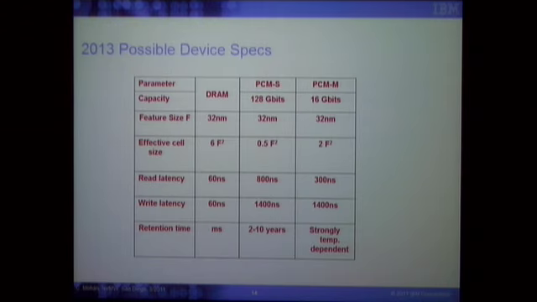These are some of the numbers my friend had shown in his tutorial. This is, I believe, Rich Freitas' slide. So this is what I meant when I said earlier, PCM-S versus PCM-M, S being like storage and M being like memory. I'm being told that even the effective cell size could be different between the two, like 0.5 F squared versus 2F squared. And even the read latency, there could be differences coming from that. Write latency, of course, is pretty much the same in both cases.